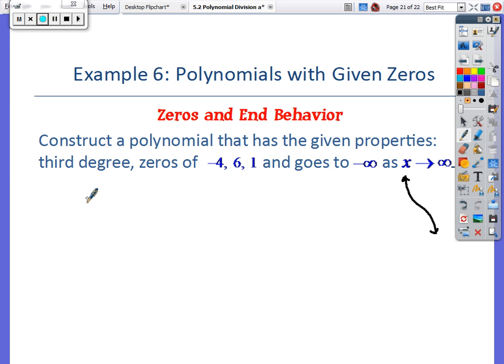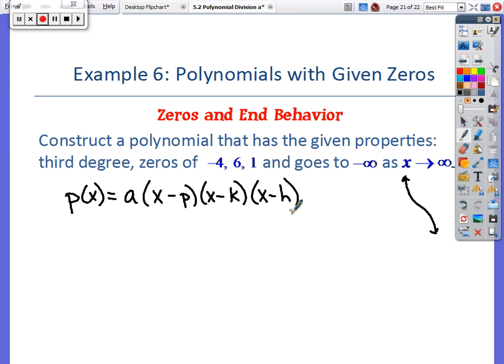But first off, let's go ahead and construct this polynomial. I'm going to call it P of x. It's going to look like this. It's going to be sort of like an intercept form. And you're going to have your roots. I'm going to call your roots, in this case, p and k, and maybe in this case, h as well. And those are your roots. They tell you the roots, the zeros: negative 4, 6, and 1.